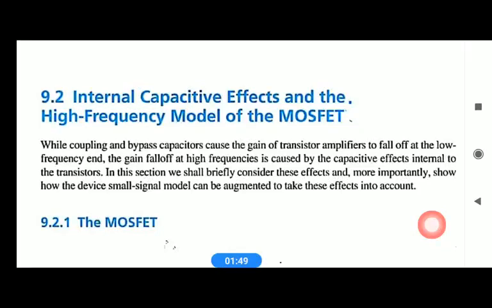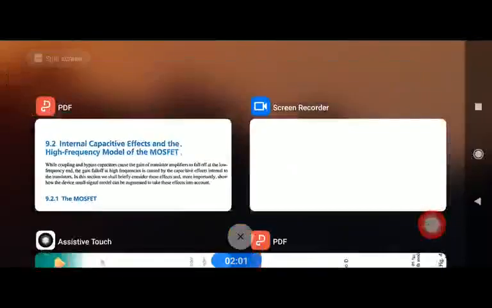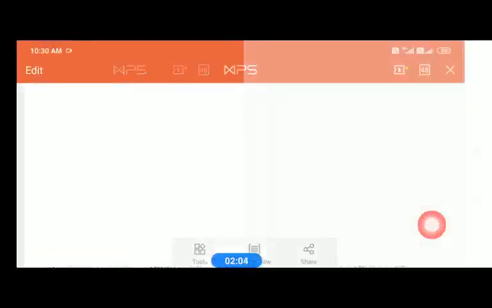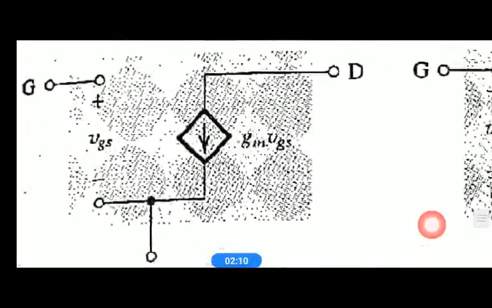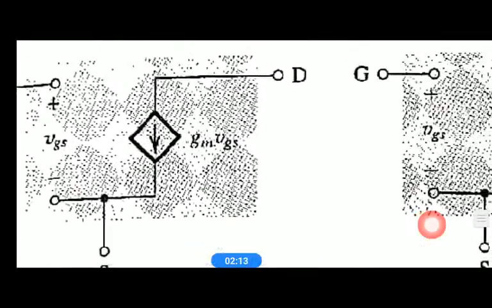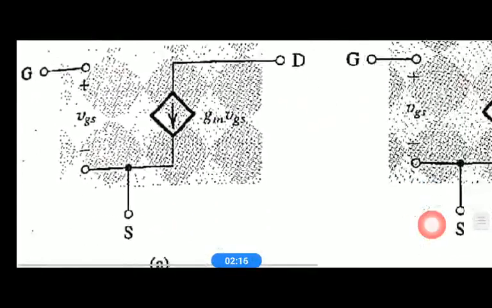So we discussed the low frequency model in module 1. As we have seen in the low frequency model, yes, this is the low frequency model we discussed previously, right? Where we see that between gate and source it is an open circuit, and we have input VGS, and between the drain and source there is a current source with current value gm VGS.